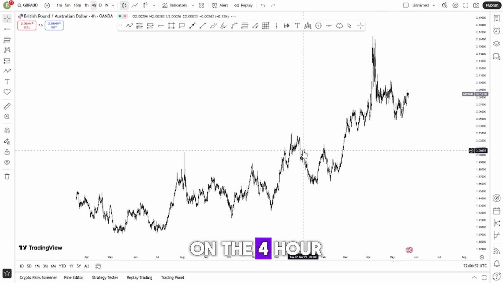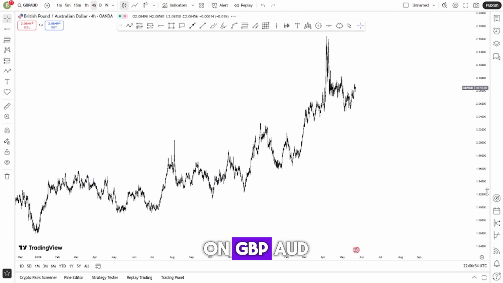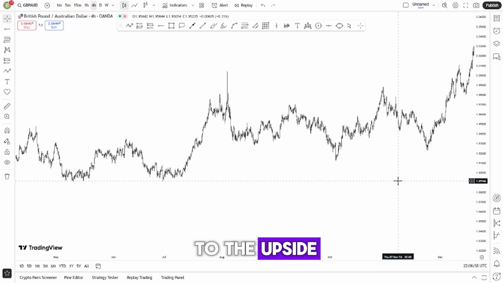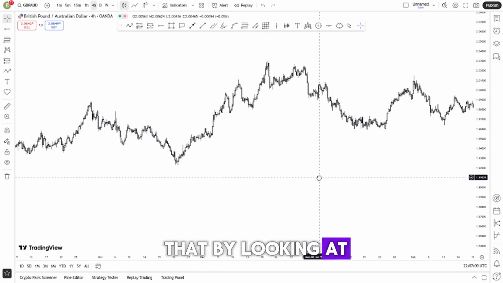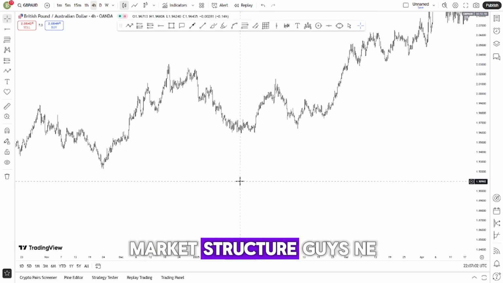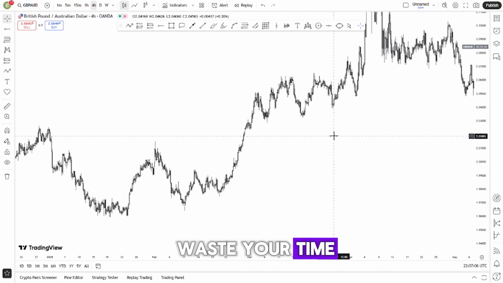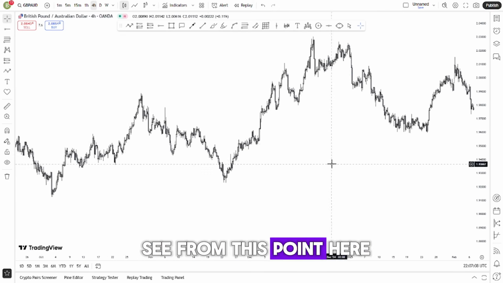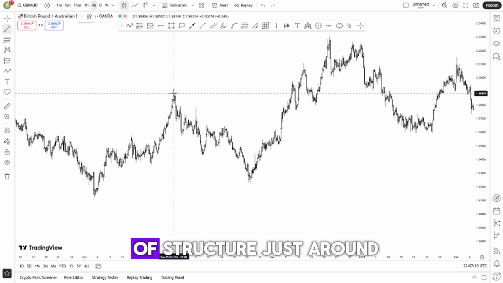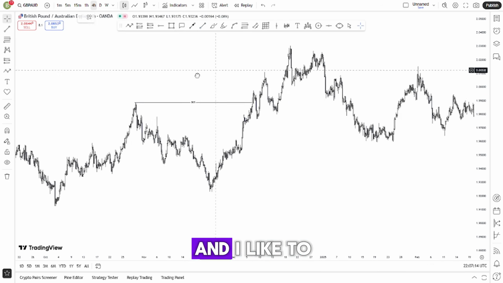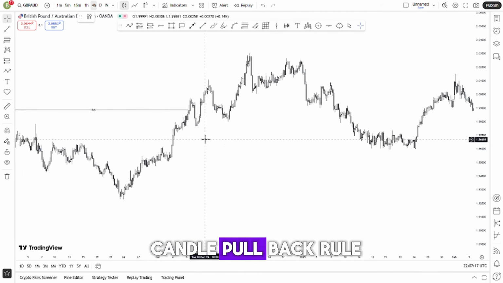So now we are on the 4-hour on GBP AUD, and as you can see here, the structure was pushing to the upside. You can clearly see that by looking at the overall market structure, guys. So let's just focus on the current one so that I don't waste your time. As you can see from this point here, we had a break of structure just around this point, just like that. And I like to use the 3-candle pullback rule.